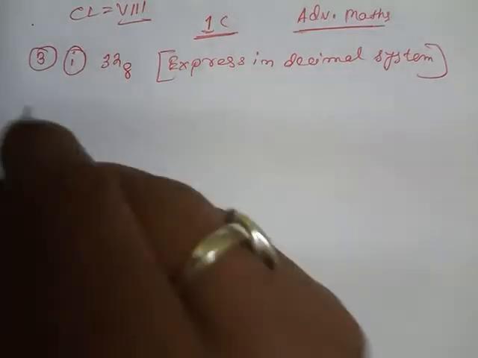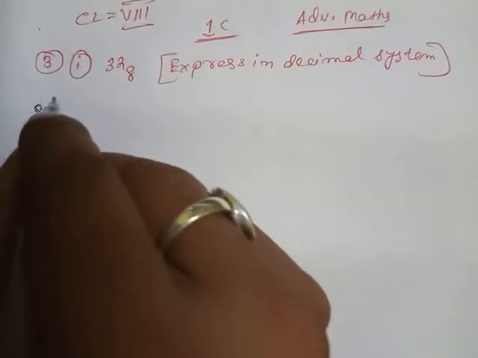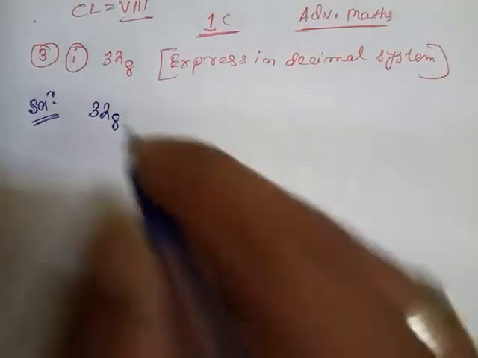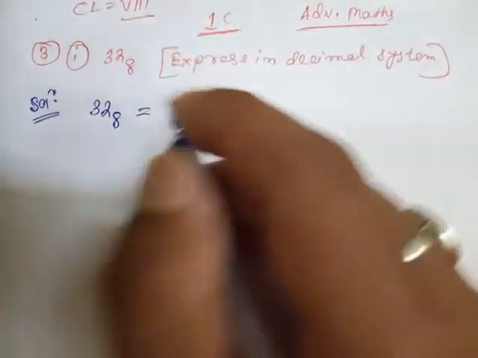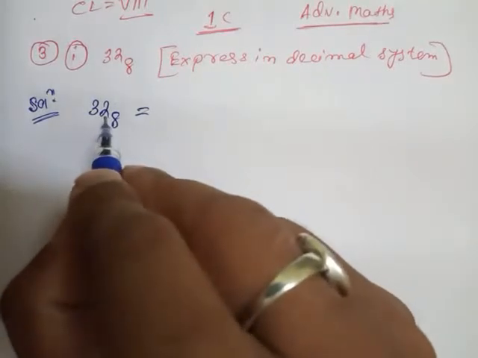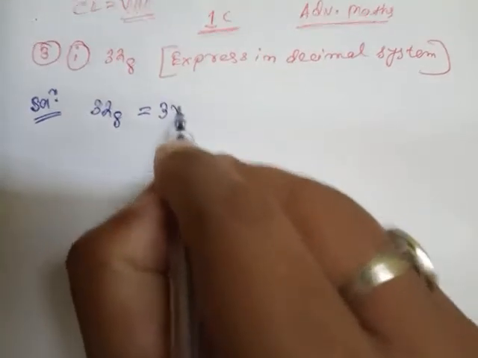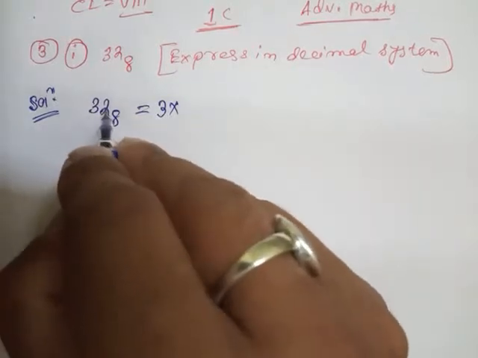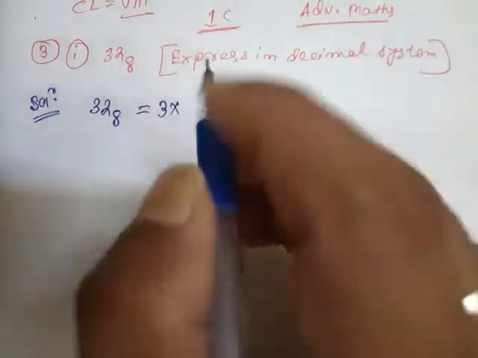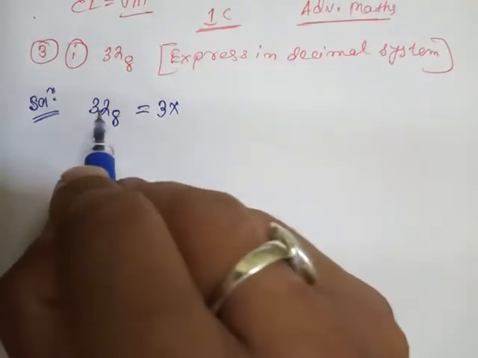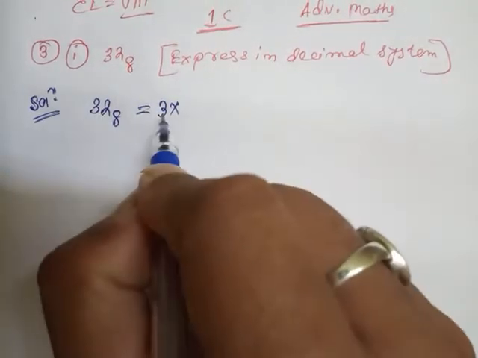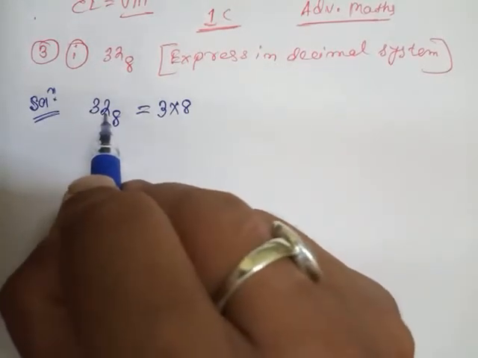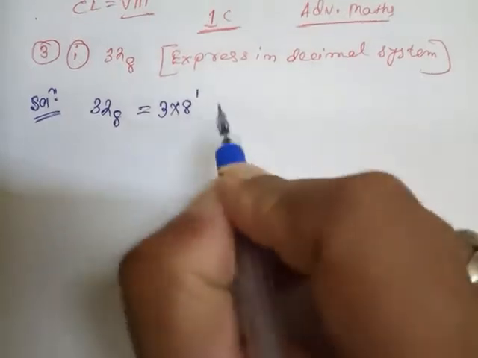Students, first of all I will write here solution, then I will write this question again, 32 base 8. Now students, look here, 32, there are only 2 digits. First I will write 3 into 8, which is the base. After 3, how many digits are there? Only 2, meaning 1 digit. I repeat again, 32 means 2 digits. First I will write 3, then the base 8, then after 3 how many digits? 1, that's why I will write 1 here.